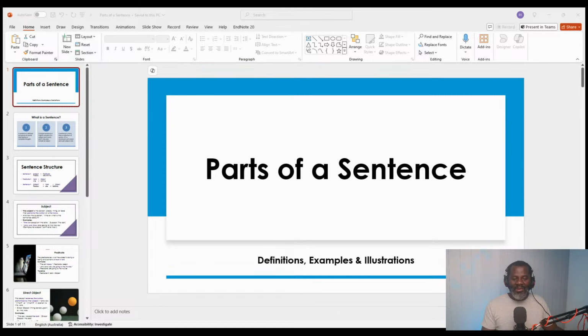Now let's look at predicates. We earlier mentioned that everything that is mentioned after a subject is part of the predicate. The predicate of any sentence tells what the subject is doing or being and contains at least a verb. A predicate will tell what the subject is doing or what the subject is, and it contains at least a verb.